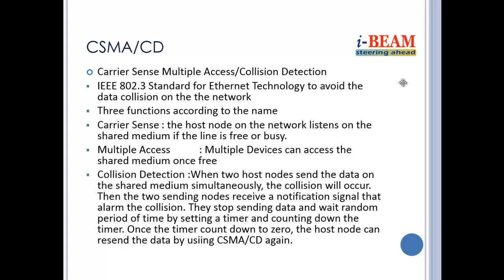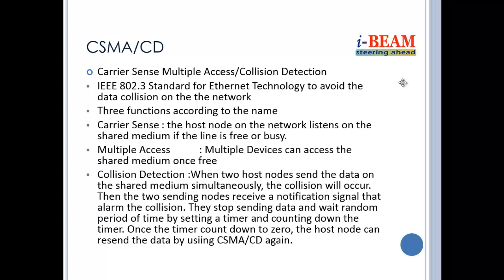Then they will collide. Collision detection means that when two host nodes send data on the shared media simultaneously, a collision will occur. Then the two sending nodes will receive a notification signal that alarms them of the collision. They stop sending data and wait a random period of time by setting a timer and counting down. Once the timer counts to zero, the host node can resend the data by using CSMA/CD again.